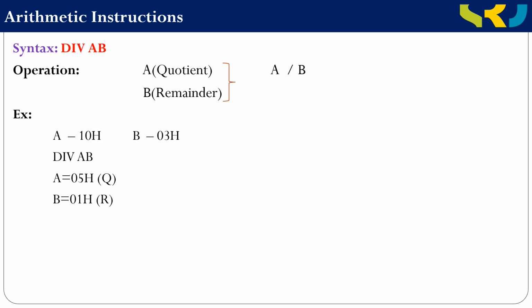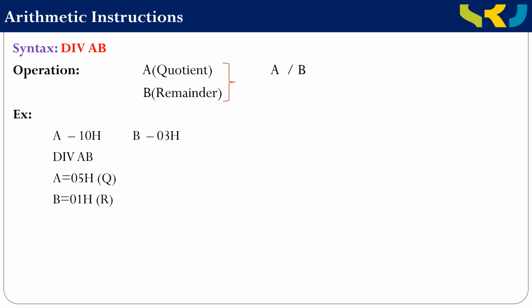So 16 divided by 3 means 5 is the quotient, and the remainder is equal to 1. And one more important thing: when you attempt to divide by 0, that means the B register is having 0, so that means the result does not fit in the accumulator.